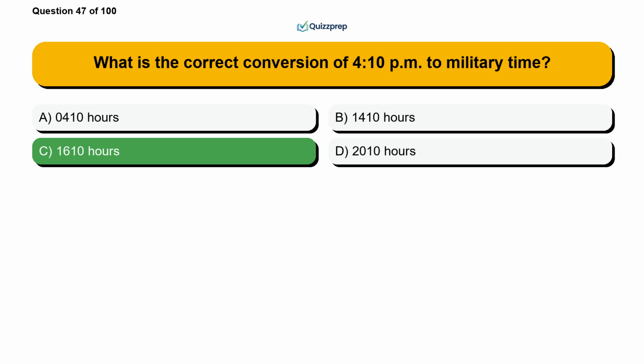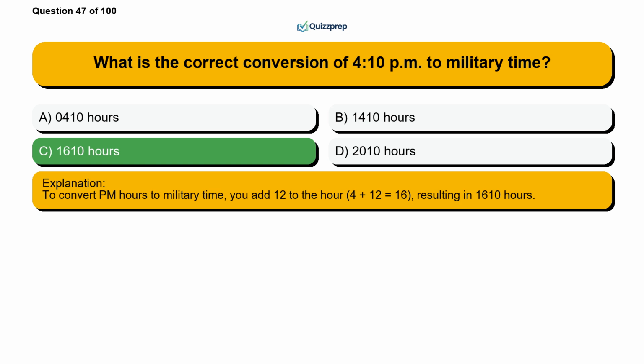1610 hours. To convert PM hours to military time, you add 12 to the hour. 4 plus 12 equals 16, resulting in 1610 hours.